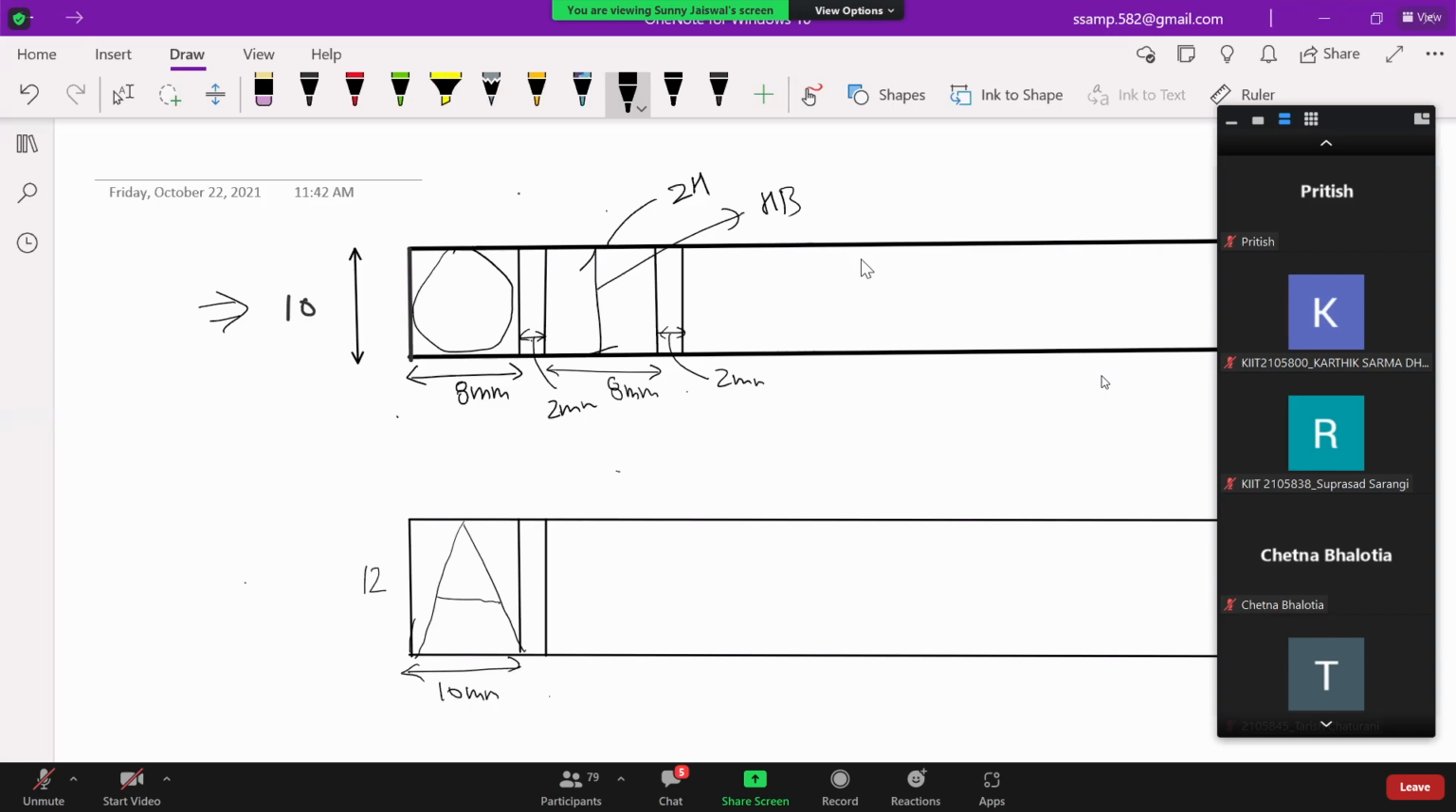Next, what is this gap? Here you take this gap as 7 mm. Between two words you will take 7 mm, and between letters you can take 2 or 3 mm. It depends on you.